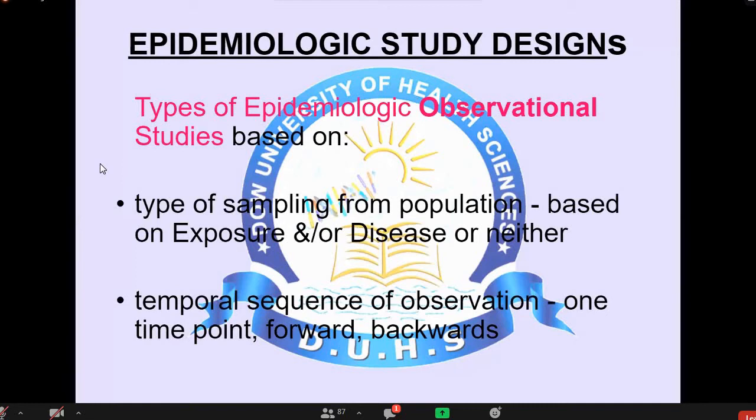Broadly speaking, we classify epidemiological study designs into observational studies, in which the researcher just observes and does not intervene, and experimental studies. Another method to classify epidemiological study designs would be descriptive studies and analytical studies. We'll see this in the later slides.